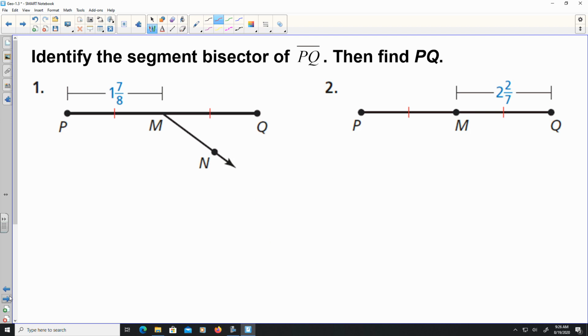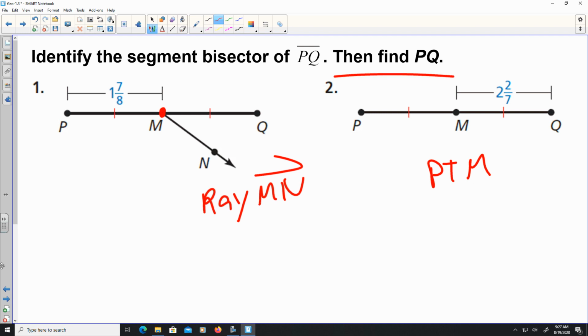Here, it's telling you to identify the segment bisector of PQ, then find PQ. Identifying it here, it looks like the segment bisector in number one is ray MN, and for number two, the segment bisector is point M. Then they want you to find the distance of PQ.